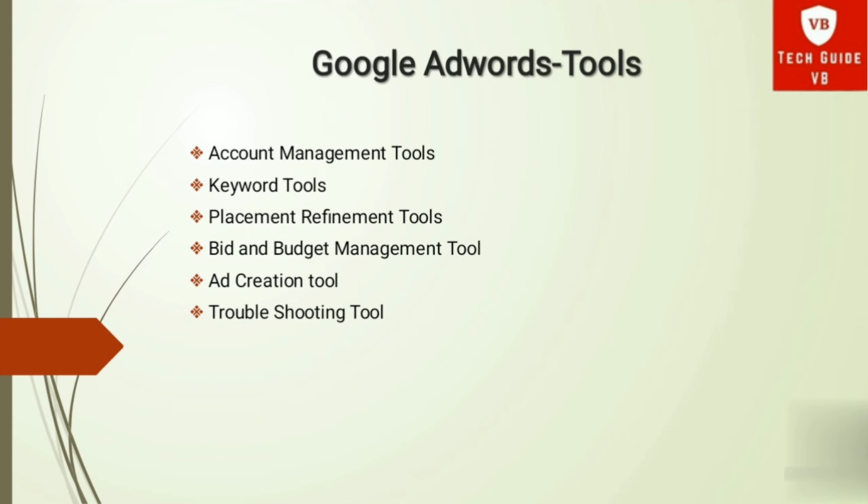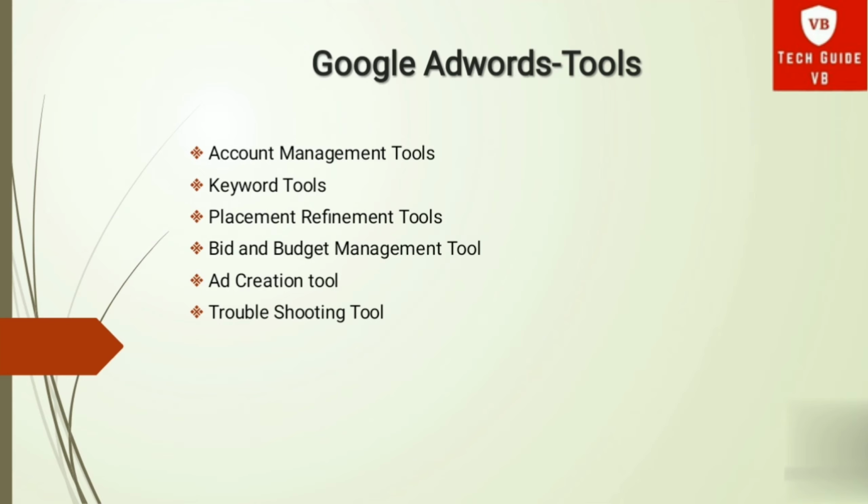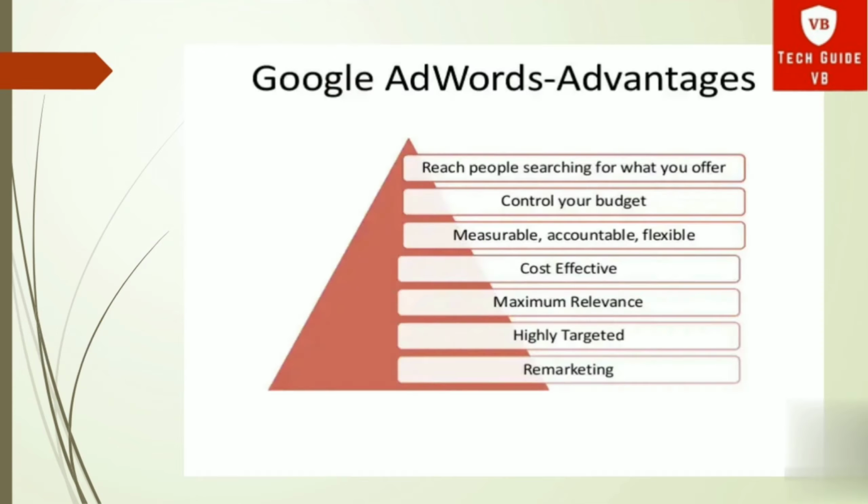Next is the bid and budget management tool. It helps you make the most of your advertising budget, either by saving your time or providing insight into what you should bid for your advertising. Next is the ad creation tool. This tool enables you to create customized ads to promote your business. And last one is the troubleshooting tool. It helps you figure out how to solve issues that come up in your account. For example, using the disapproved ads filter helps you quickly find and update ads that aren't running for policy reasons.